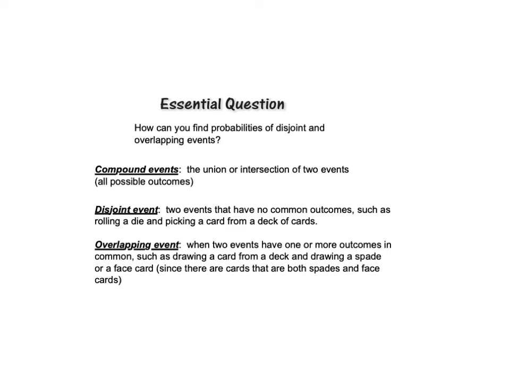All right, here we go. Moving on with some more probability. Today we are going to be talking about compound events. Compound events means you're talking about two events that can happen and you're looking at all the possible outcomes of it.